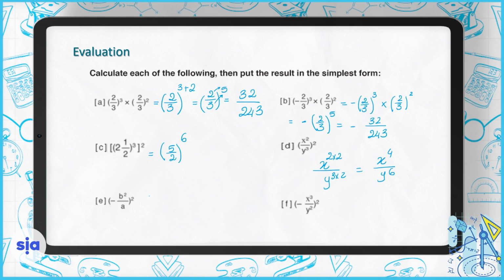Question E, the even power eats the negative, so it's b power 4 over a power 2. Last question, question F. As we said in E, the even power eats the negative, so x to the power of 6 over y to the power of 4.